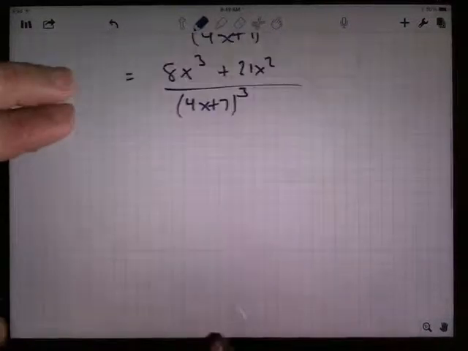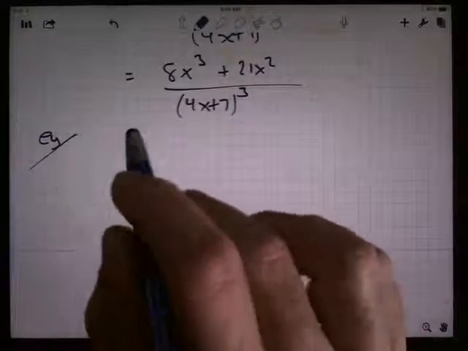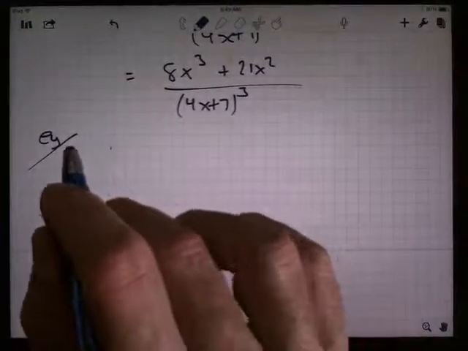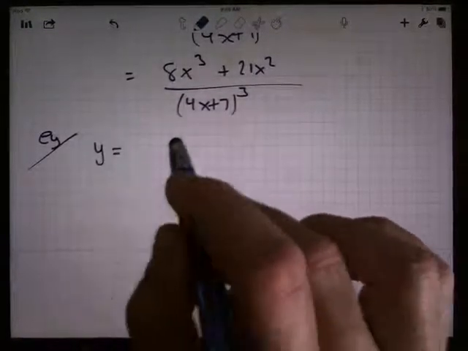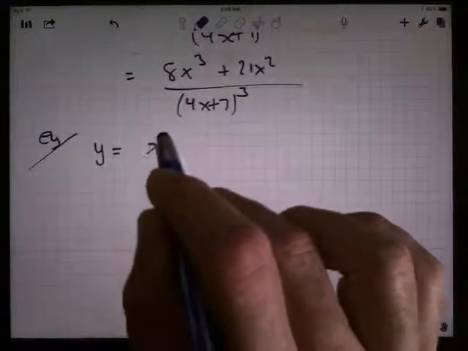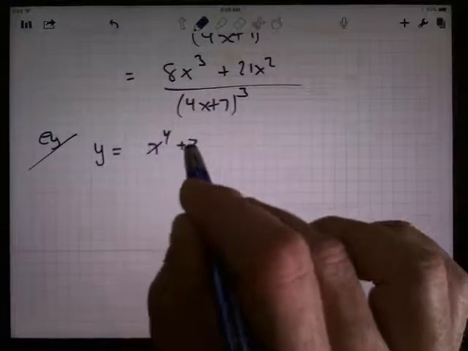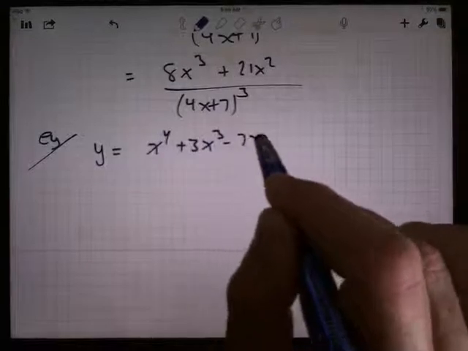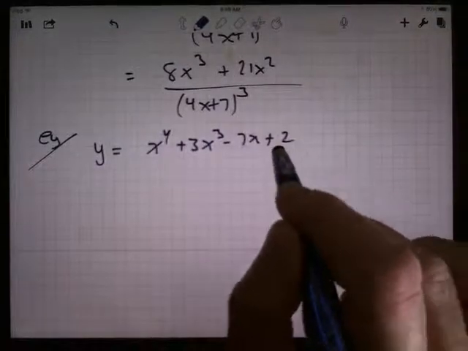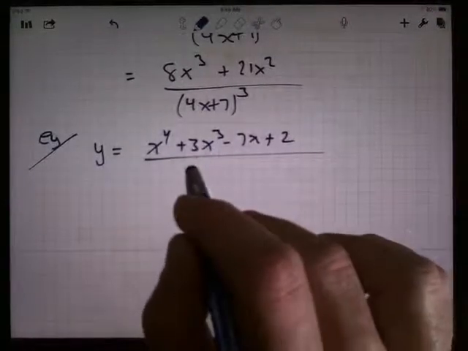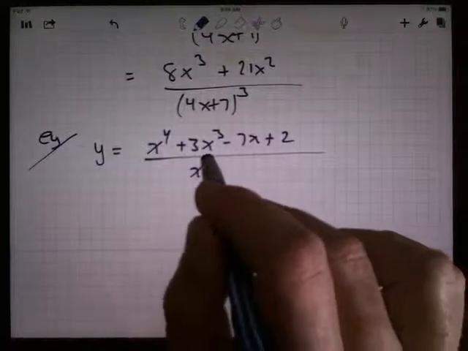Let's do one more example here. How about something like y equals x to the fourth plus 3x cubed minus 7x plus 2, all divided by x squared.